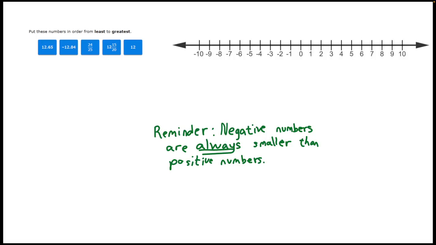Today we're going to be looking at how to put decimals and mixed numbers into an order. So, from least to greatest, greatest to least. And the fancy way of saying that is we're going to look at rational numbers. We're going to put rational numbers in order.